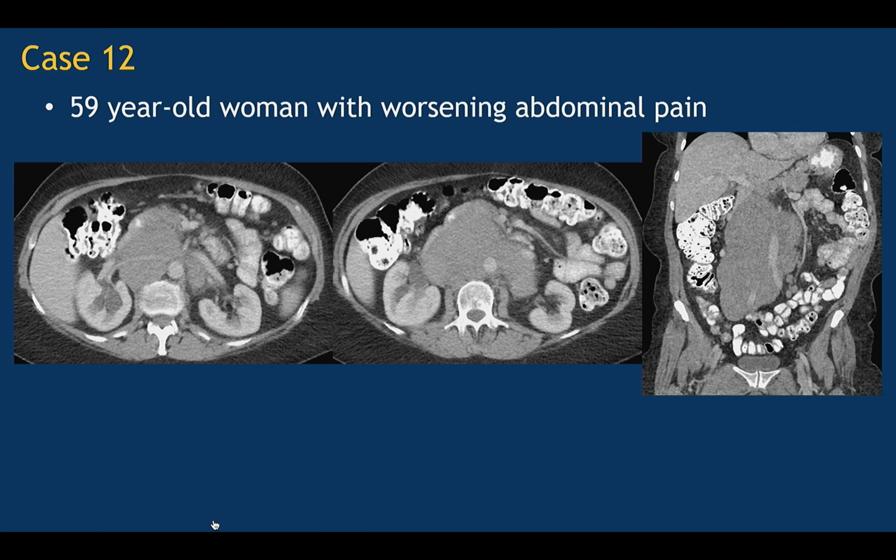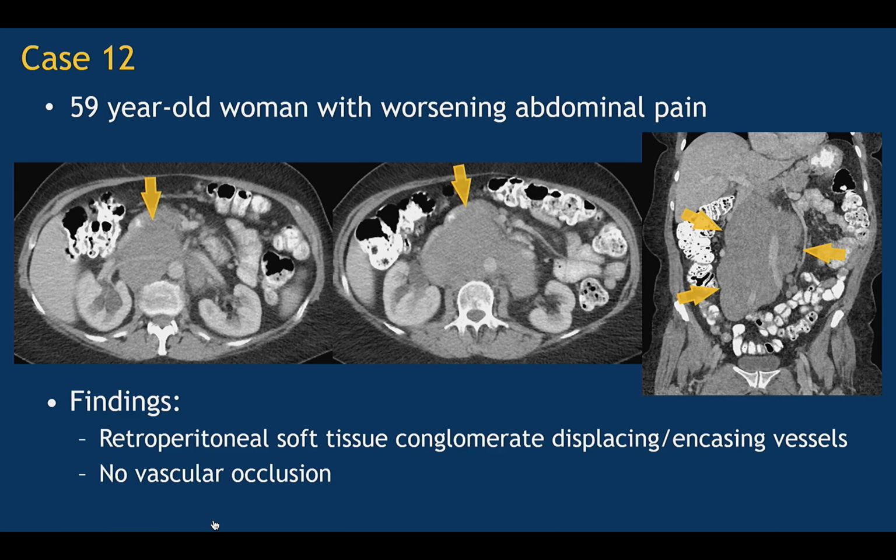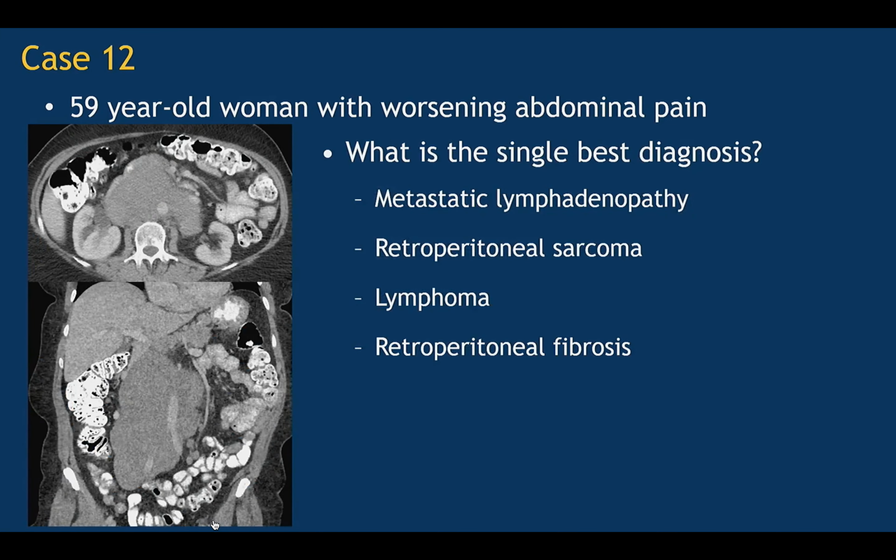Case 12 is a 59-year-old woman with worsening abdominal pain, and if you're paying attention to Dr. Heller's lecture, you already know the answer here. We've got pretty extensive retroperitoneal soft tissue conglomerate displacing and encasing vessels. There's mild elevation of the aorta from the spine on the middle image, and there's no evidence of vascular occlusion. The single best diagnosis for this extensive soft tissue conglomerate would include metastatic lymphadenopathy, retroperitoneal sarcoma, lymphoma, or retroperitoneal fibrosis.